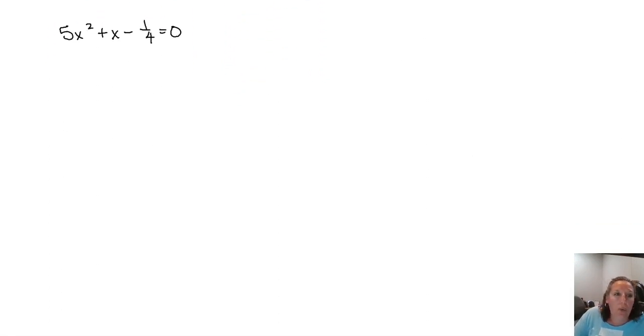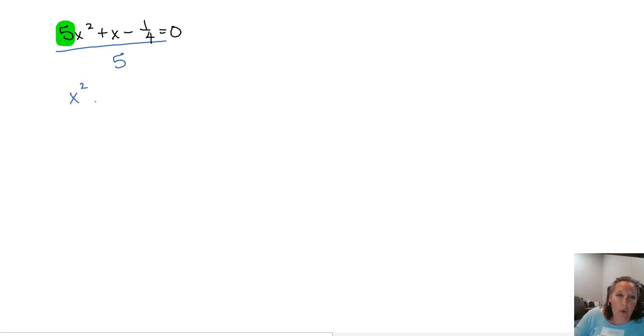All right, let's look at another one using completing the square. This one, we've got 5x squared plus x minus 1/4 equals 0. So that 1/4 might be the intimidating part, but the first thing that we're going to get rid of is that 5 out front. So we can only use completing the square if we have a 1 in front. And so we got to get rid of this 5. And the way we're going to do that is we're going to divide everything by 5.